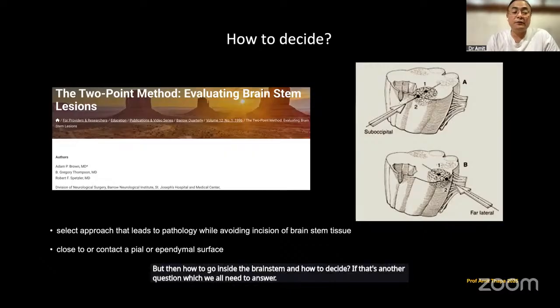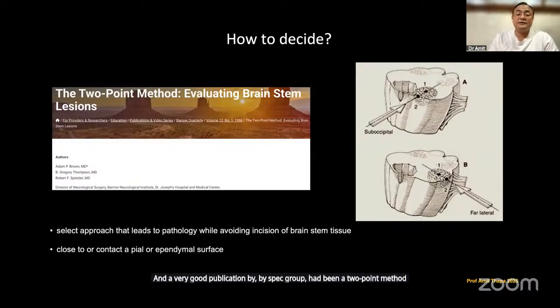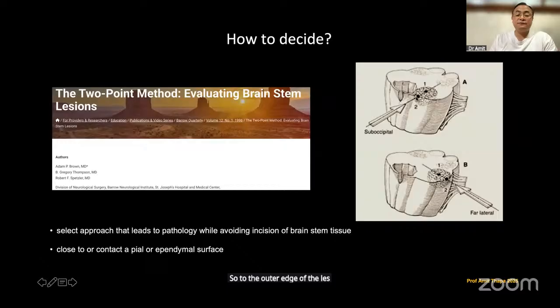And a very good publication by the Spetzler group described a 2-point method in which you connect the center of the lesion to the outer edge of the lesion, which is connecting to the surface of the brainstem. So the whole idea is to identify an approach where we do not go through the normal brainstem tissue. So try to connect to the tumor tissue as early as possible, either through a pial or ependymal surface.